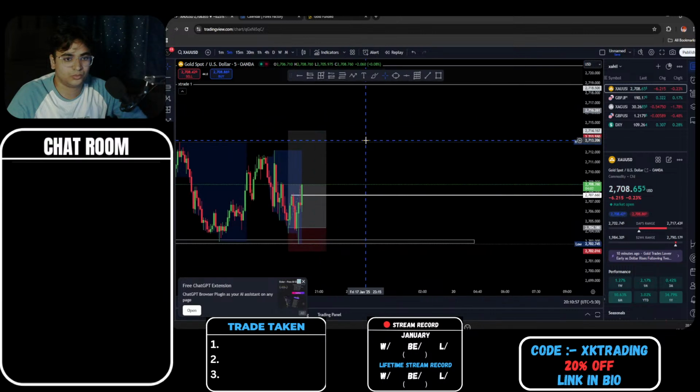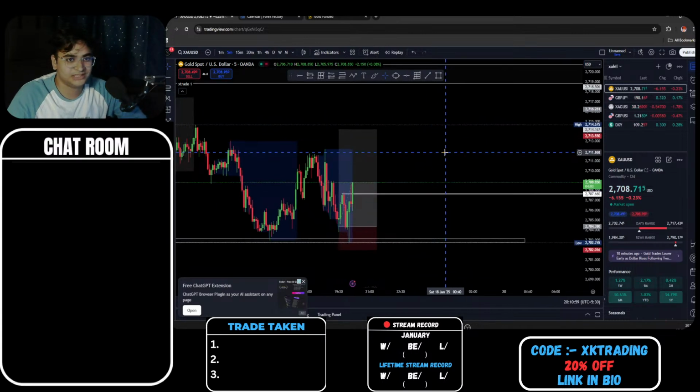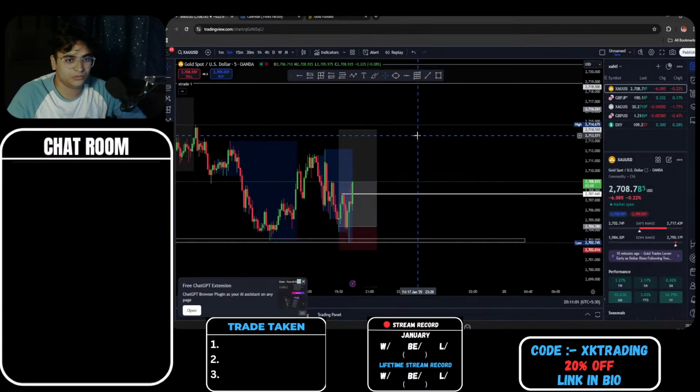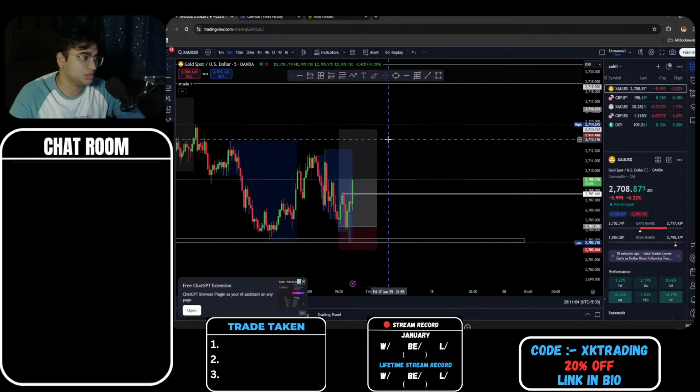We are up around 2-3% overall, but let's see how we do based on the 5-minute time frame. Once we take out these highs, I need to close some of the position and let the rest run.